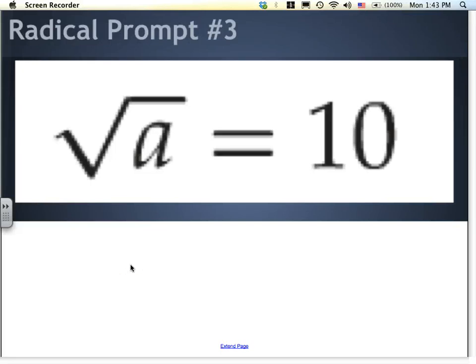Okay, so I have a prompt for you today. I want you to think about it for about 15 seconds or so. What do you think A is to make this equation true? 100. Think about it. A is inside the square root sign. And what do you think A is to make it true? You all agree on that?